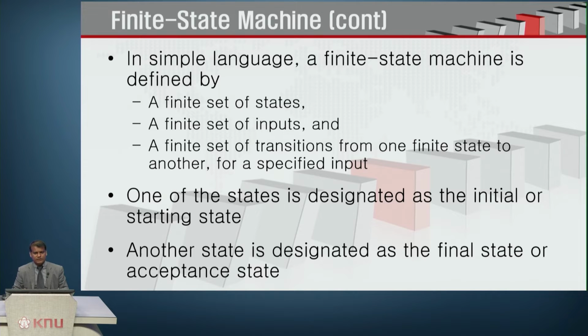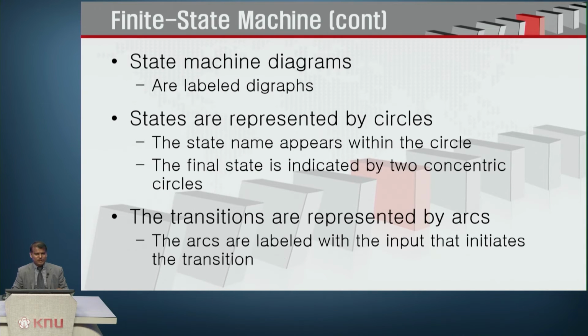In simple language, we can say the same thing: the finite set of states, finite set of inputs, and the finite set of transitions from one state to another state specified for a specified input are to be defined. One of the states is designated as the initial or starting point. We always have a starting state from where we start. Another state is designated as a final state or accepted state. Let's see more. Finite state diagrams are labeled digraphs.